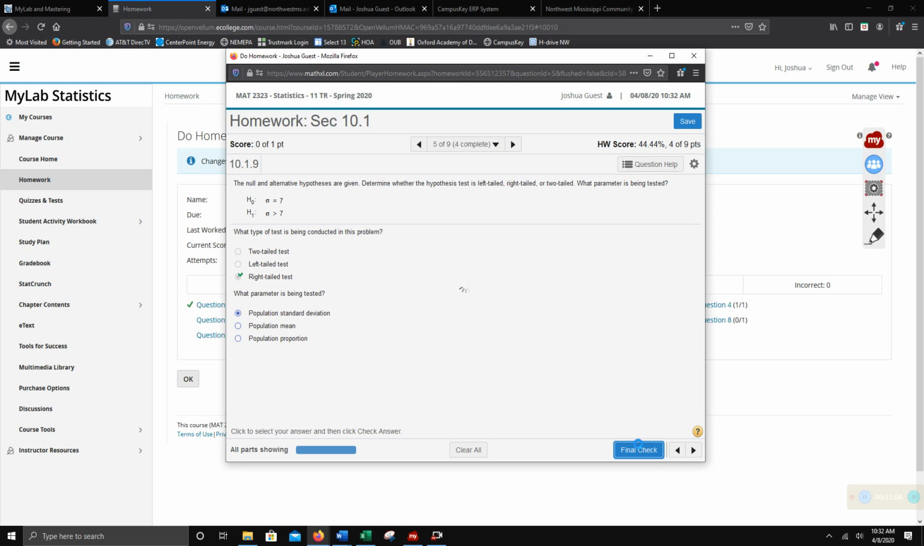A right-tailed test is strictly greater than, like ours is here. A left-tailed test is to the left or less than, strictly less than, and a two-tailed test is not equal to, right? It is not equal to.